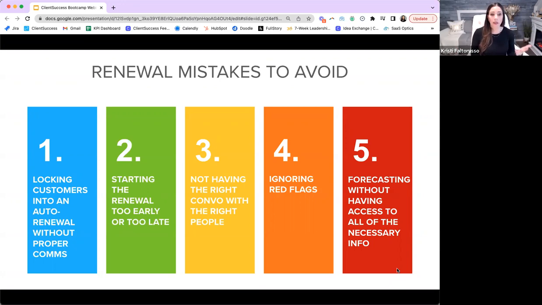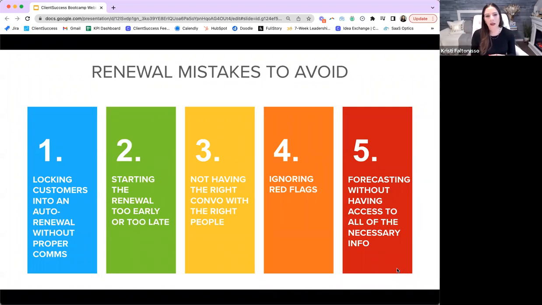The second, don't start the renewal too early or too late. Find out the timeline that is just right for you and your customers. I've worked some places where they weren't even thinking about the renewals until probably 45 days out. And I'm like, how are you at a renewal process in 45 days? Full panic sweat.